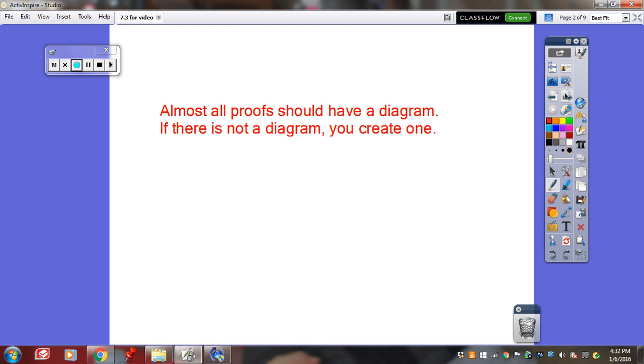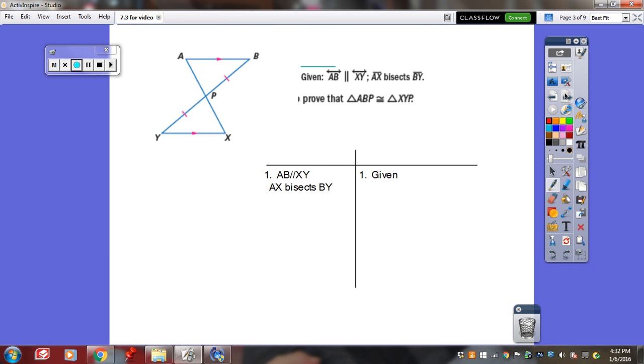Whenever we do one of these, the first thing we're going to have to do is, if there's not already a diagram provided, we are going to create one, and we're also going to look at the diagram and figure out everything that we know by looking at the diagram before we even look at the proof to see what they want us to do. So let's start with this one.